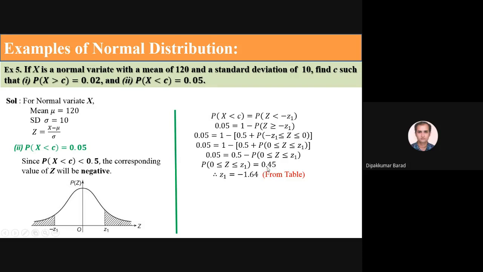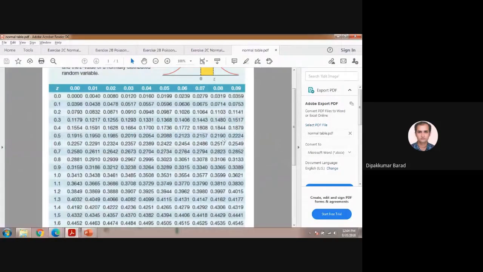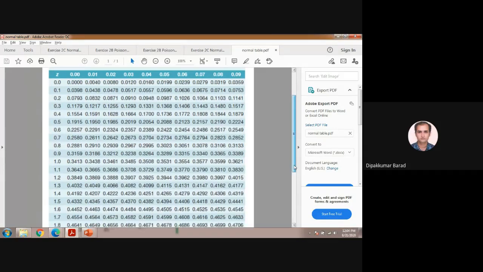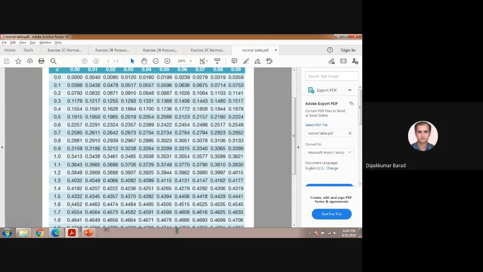You have to look at this table for 0.45. I'll show you in the table. For 0.45, I see both are at equal distance: 0.4495 and 0.4505. So I consider 0.4505, which means 1.6 and then 0.05. Okay, I have considered the lesser one, this is 0.4495.